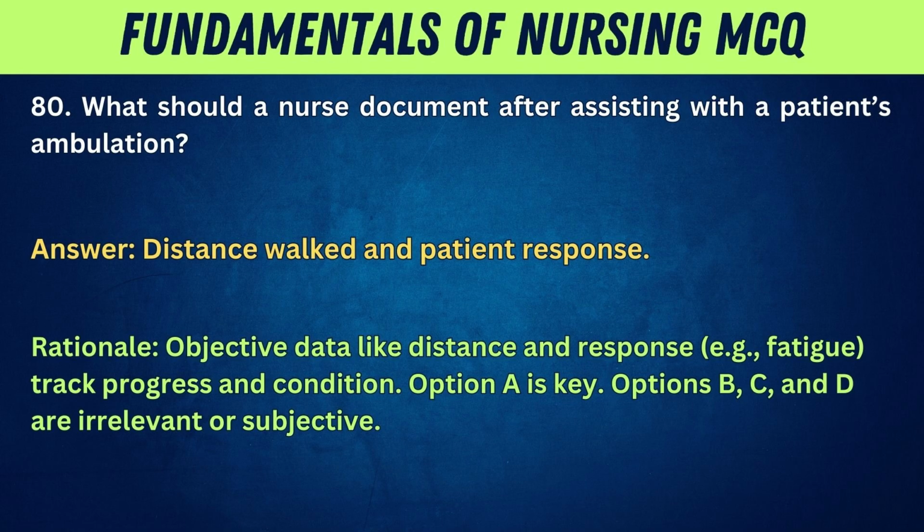Rationale. Objective data like distance and response, e.g., fatigue, track progress and condition. Option A is key. Options B, C, and D are irrelevant or subjective.